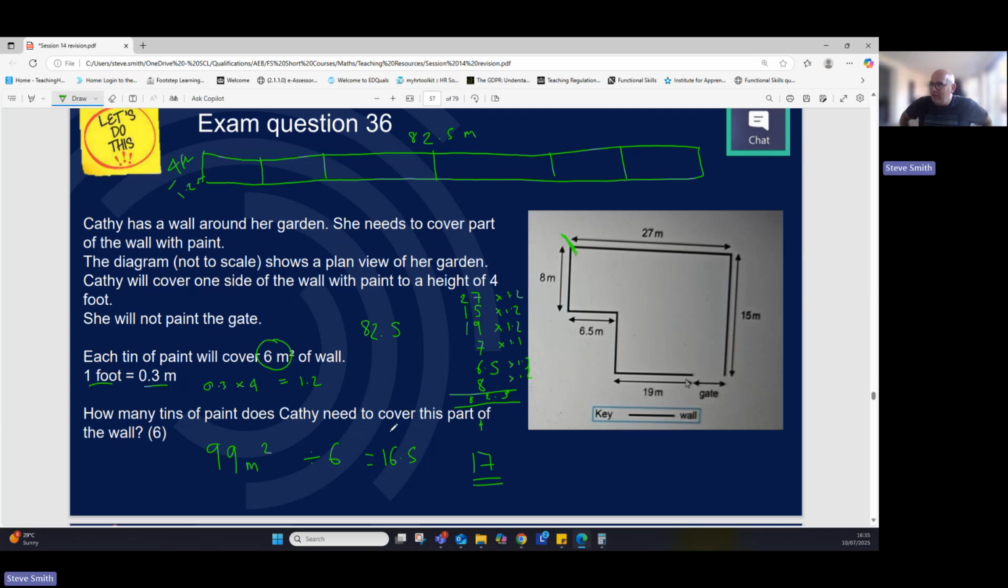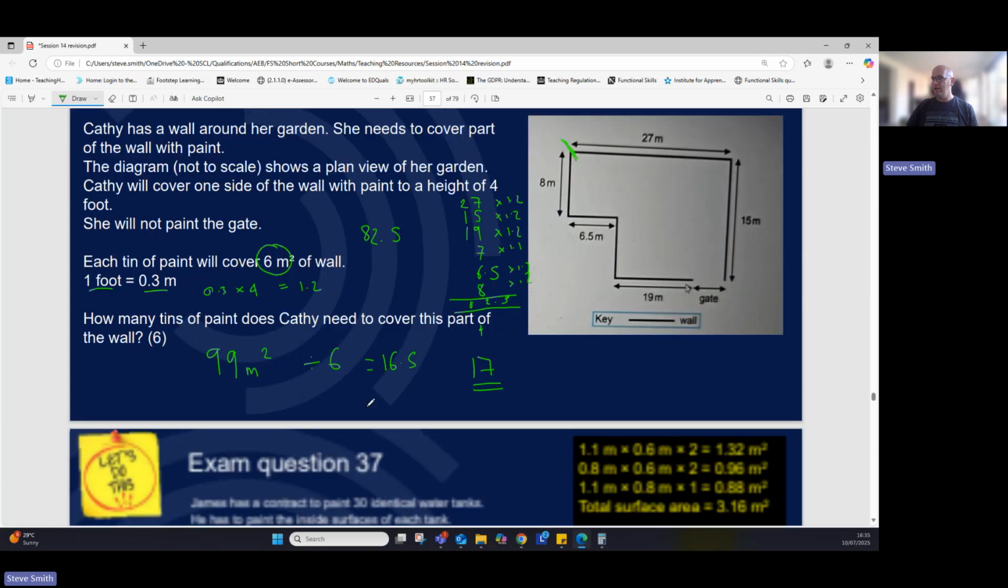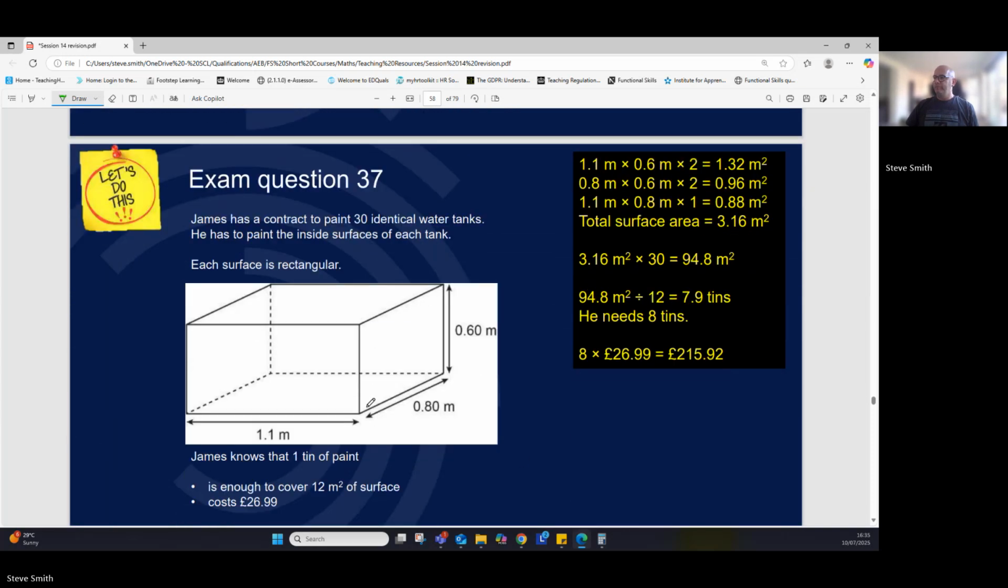I'm just double checking. We haven't got anything silly wrong there. Each tin of paint will cover 6 meters square on the wall. Yep, done that. Yep, we've done it right. I'm just thinking, wow, that seems a lot of paint to paint a wall. Need some bigger tins of paint. Wow, where's the answer there? That's just daft, isn't it?